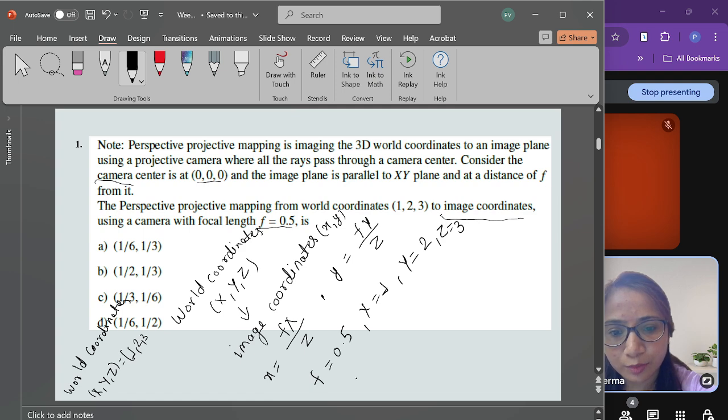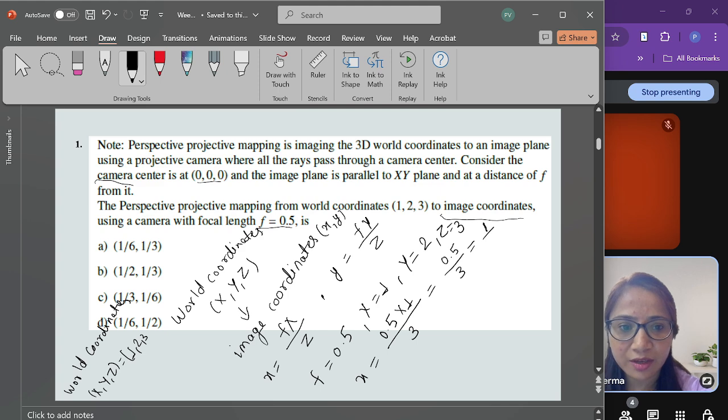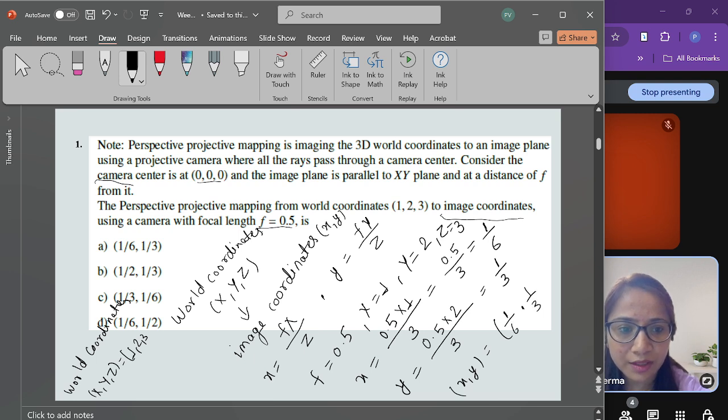Okay, so let's put in the formula. The f value is given as 0.5 and the X value is 1, divided by Z which is 3. So what will be the value? 0.5 divided by 3, and it can be written as 1 by 6, right? Because 0.5 is 1 by 2. Similarly, we need to calculate y also. So 0.5 into 2 divided by 3. If you multiply 0.5 into 2, you will get 1. So 1 by 3. So the image coordinates, that is x comma y, are 1 by 6 comma 1 by 3.